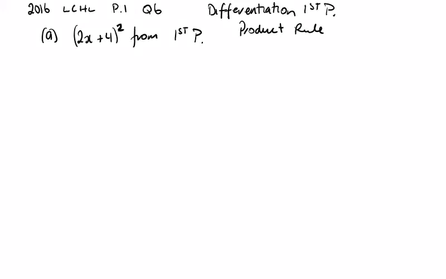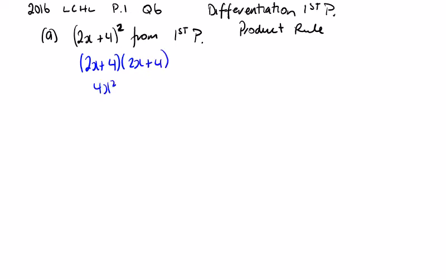2016 higher level paper 1, question 6. You're asked to differentiate from first principles 2x squared, 2x plus 4, 2b squared. So multiply the brackets out. You can write the answer straight away at this point of your careers.